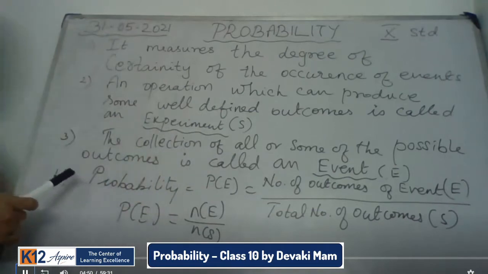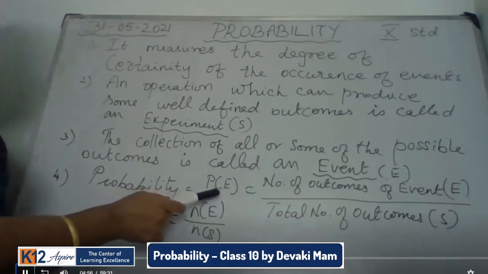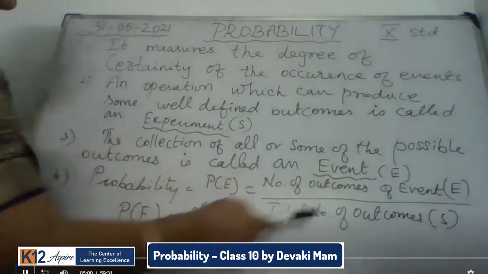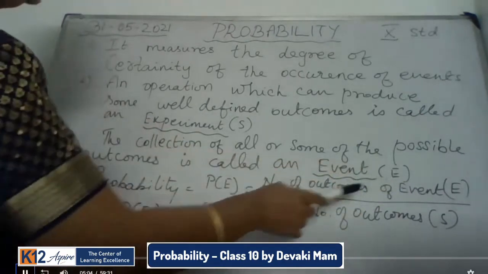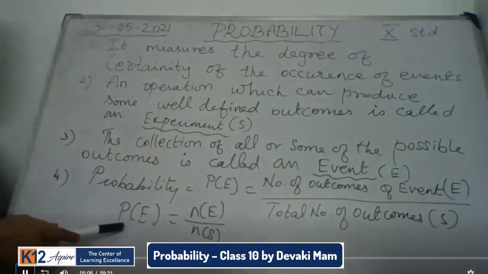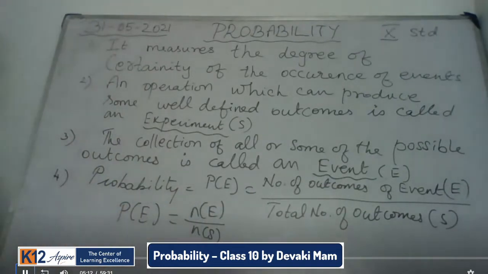Okay, so let us go to the formula to find out the probability. Probability, that is P(E), is equal to the number of outcomes of the event in the whole thing divided by the total number of outcomes. So the formula tells us P(E) is equal to n(E) by n(S).